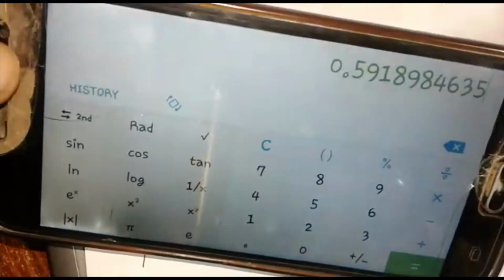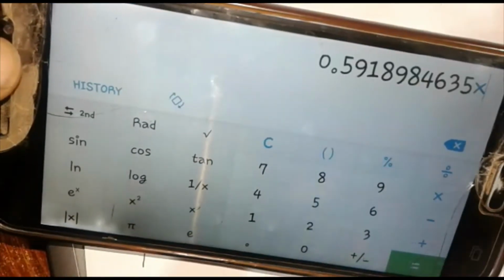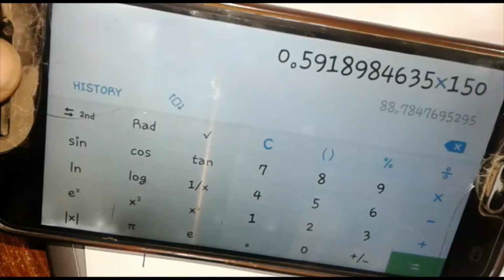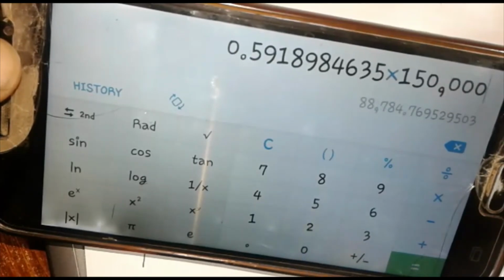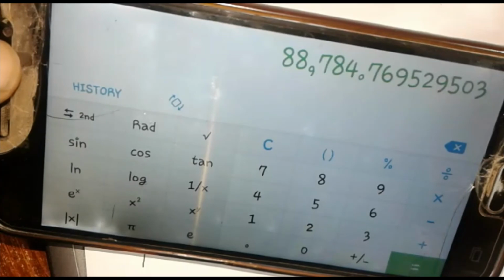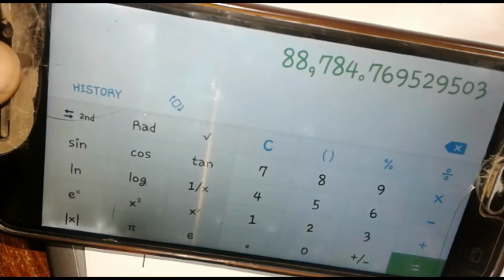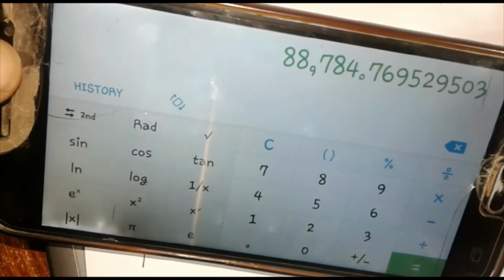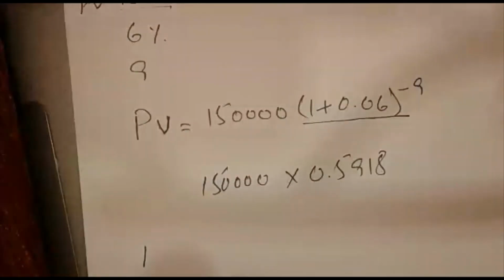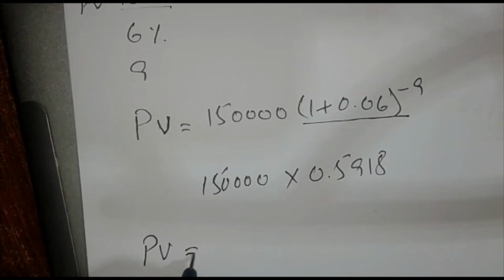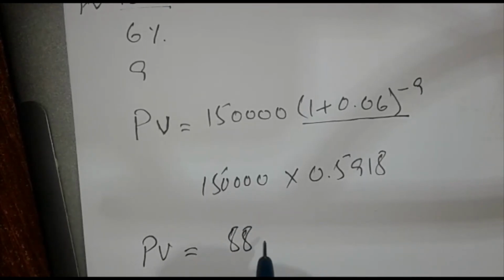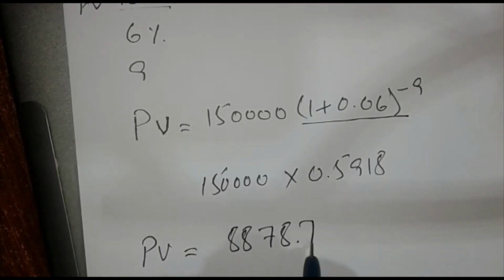Let's see. We will multiply it by 150,000. See, the answer is 88,784. So the amount we have to invest today, the present value, is 88,784.76.